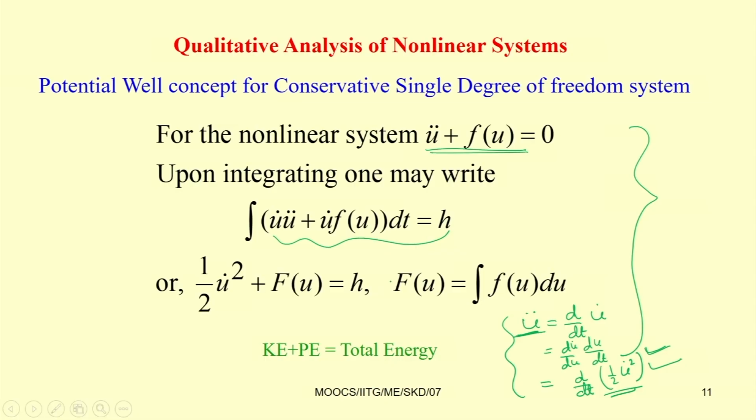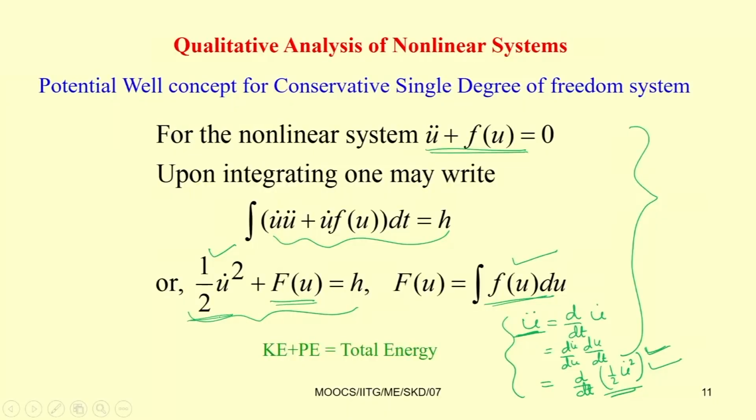Integration of 0 is a constant. This integration equals half u dot square, what we have seen here: integration of d by dt of half u dot square equals half u dot square, plus F(u) equal to h. Here F(u) equals the integration of f(u) du. So this F(u) is nothing but the potential energy, and this represents the kinetic energy of the system.